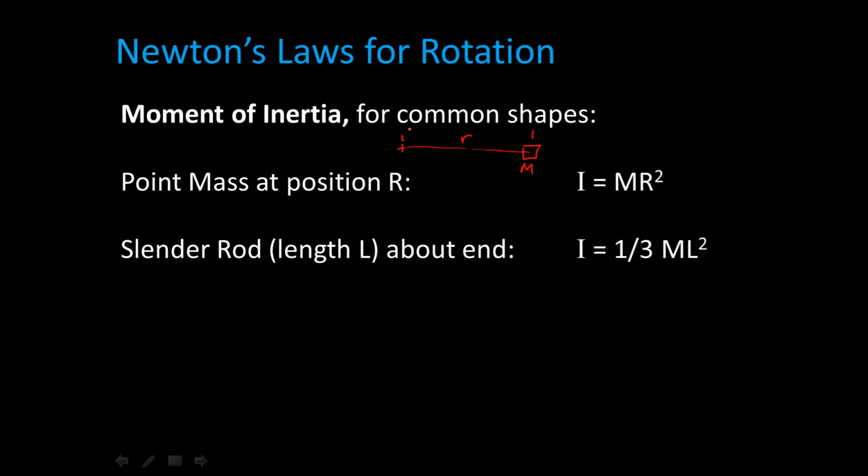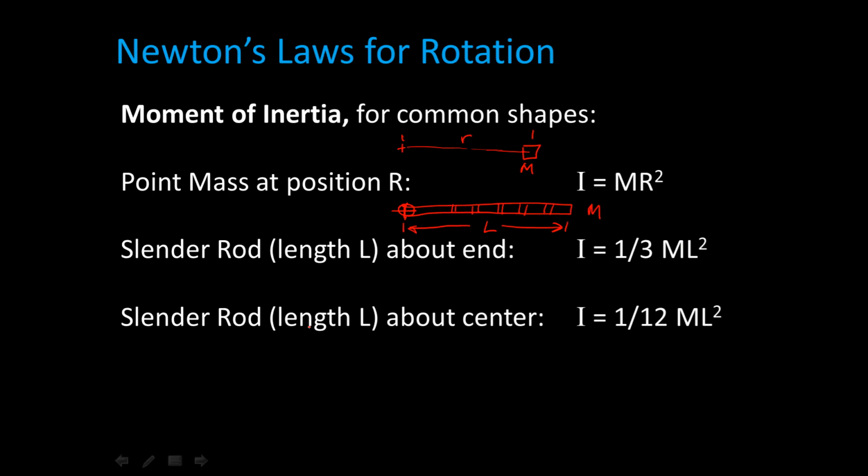Let's have a slightly different thing: our slender rod about an end. So we'll have a rod. It has mass m and length L, and let's say I were to rotate it about one end. The moment of inertia of that, if we add up all of these little pieces, making them infinitely small and adding them up, we find that the moment of inertia is equal to 1/3 our mass times our length squared.